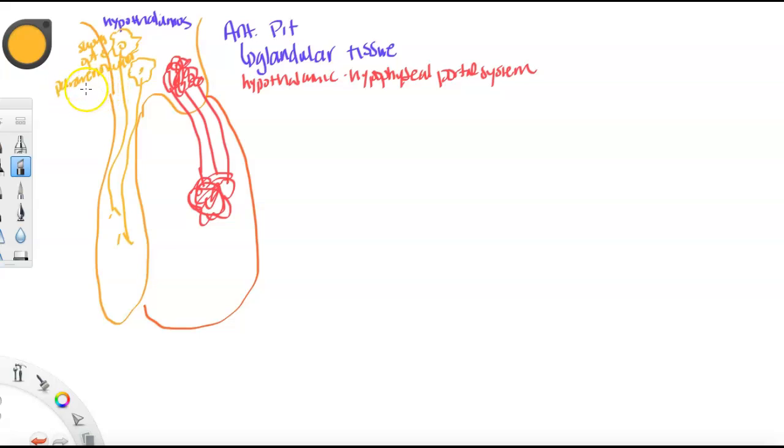In the anterior pituitary, we also utilize nuclei. So we're going to see the paraventricular nucleus again, and then two other nuclei. So we've got the preoptic nucleus, over there, preoptic nucleus, and then the arcuate nucleus.